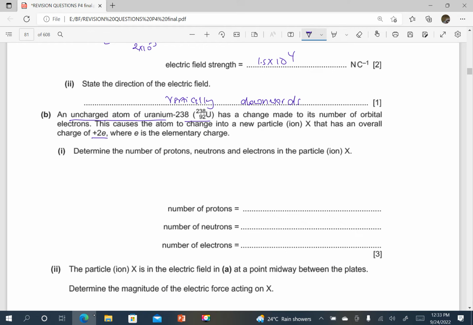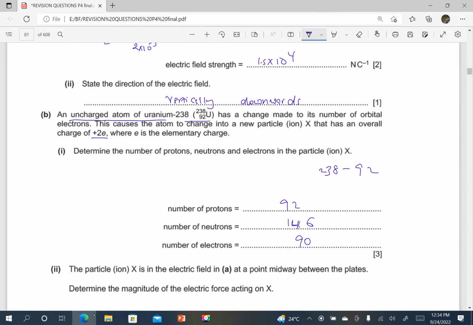Now, if it turns into a particle ion X that has an overall charge of positive 2e, it means it has two more protons than electrons. So the number of electrons should be less than this, so the number of electrons will be 90. Of course, the number of protons will remain 92, two more than the number of electrons. The number of neutrons will still be 238 minus 92, which gives us 146.